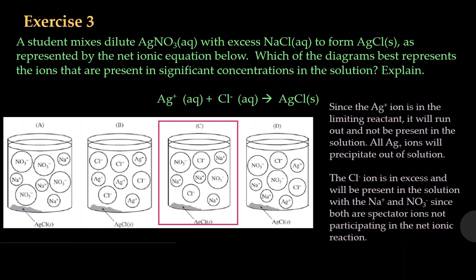Now remember, the sodium and nitrate are not participating in the reaction itself. So we call those guys spectator ions. And we're going to go over spectator ions in detail next unit, but the spectator ions are the ones that still remain in solution, but they don't participate in the reaction. So they will still be floating around in the solution as well. So that's kind of another representation of how they might do a particulate model diagram.